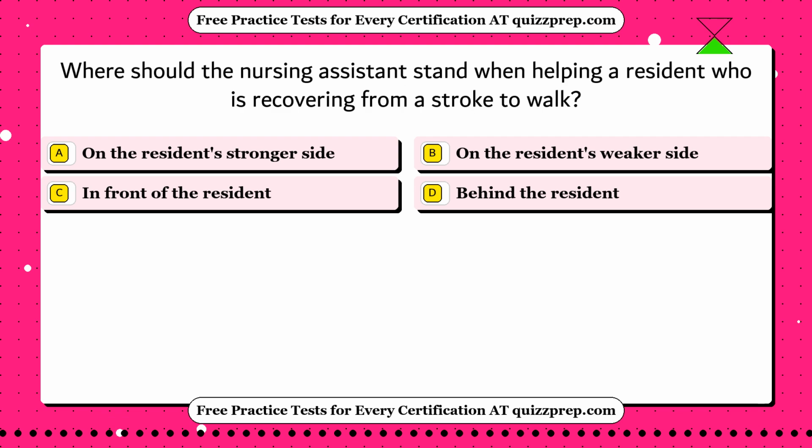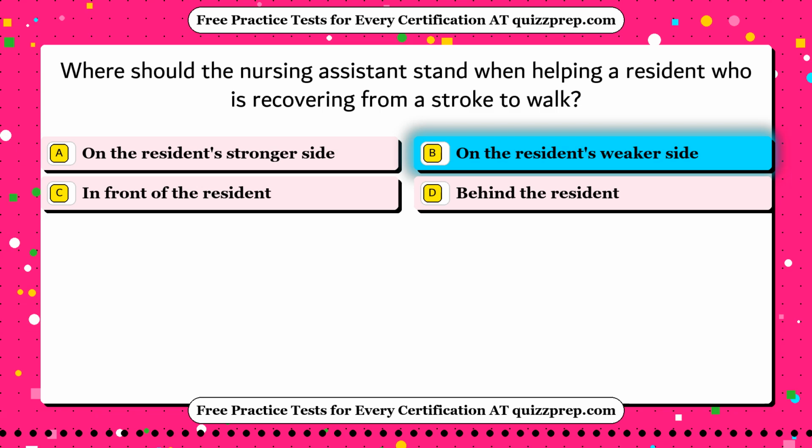Where should the nursing assistant stand when helping a resident who is recovering from a stroke to walk? Option A, on the resident's stronger side. Option B, on the resident's weaker side. Option C, in front of the resident. Option D, behind the resident.